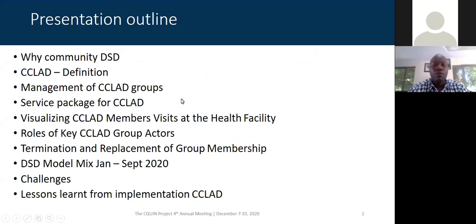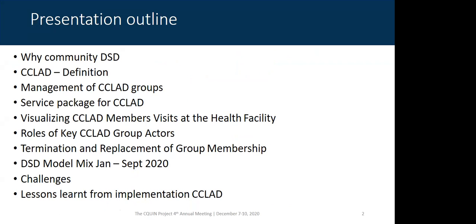Okay, I'm going to look at why community DSD, the CLAD, and then management of CLAD groups, service package. We shall look at a visualization for the member visits, roles of key CLAD group actors, termination and replacement of group members, and then look at the DSD model mix, January and September, any challenges and any lessons learned from implementation of the CLAD.